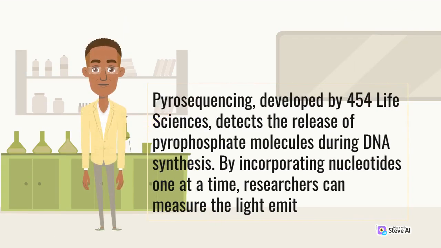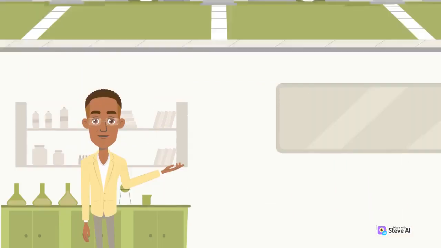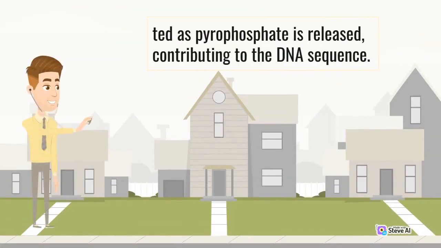Pyrosequencing, developed by 454 Life Sciences, detects the release of pyrophosphate molecules during DNA synthesis. By incorporating nucleotides one at a time, researchers can measure the light emitted as pyrophosphate is released, contributing to the DNA sequence.